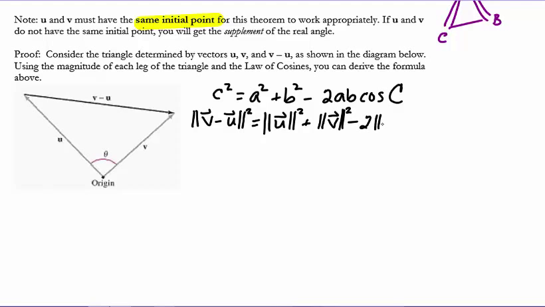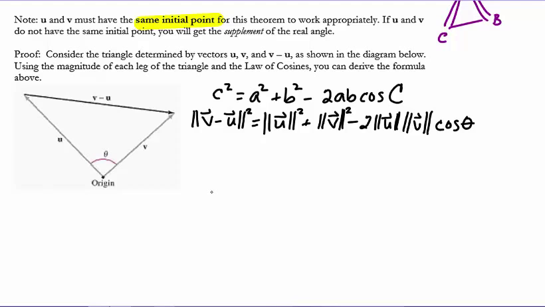Minus 2uv cos theta. So I just rewrote that formula using the diagram given. Okay, fine. Now, what am I going to do next?